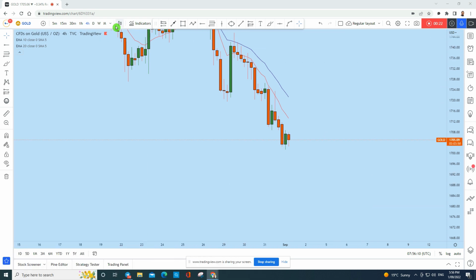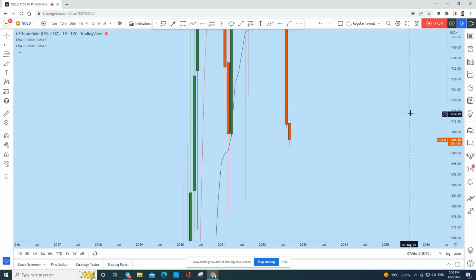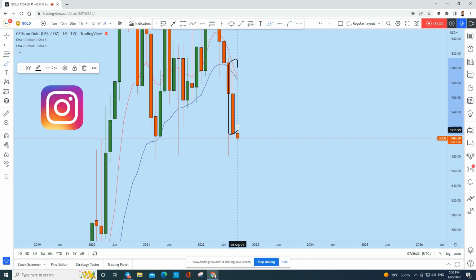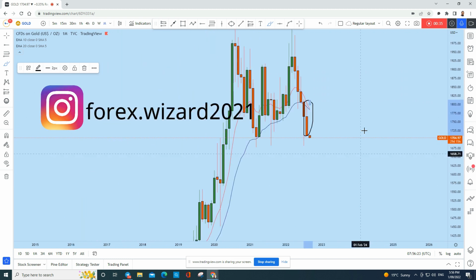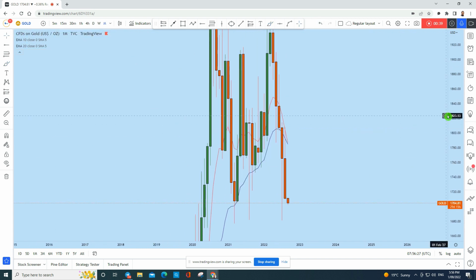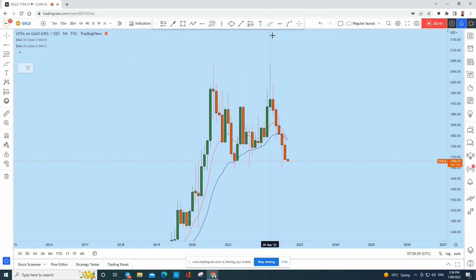First of all, look at the bigger picture to see the general direction in the market. We see that gold today, this monthly candle has closed. This is another very strong bearish candle. If you look at the bigger picture, gold long term is bearish, no doubt about it. You can see that at the top gold has created a lower high.